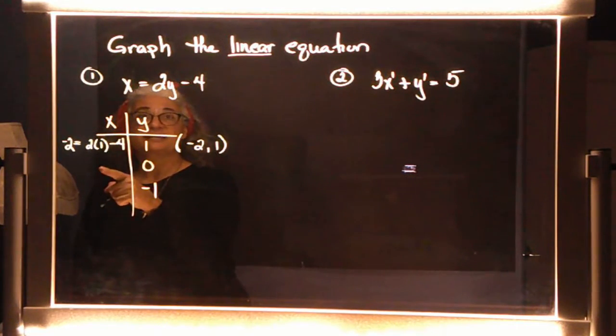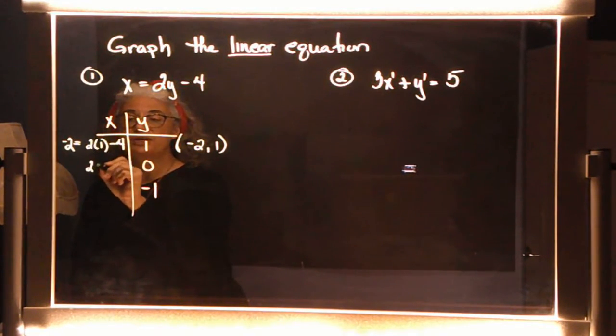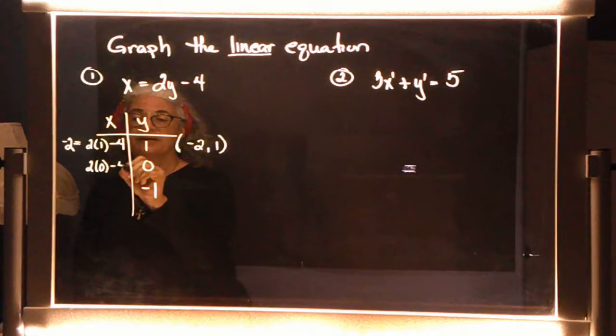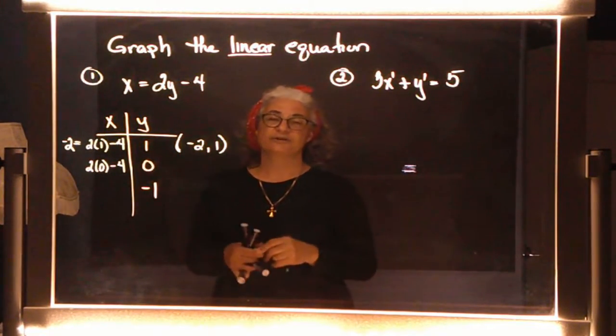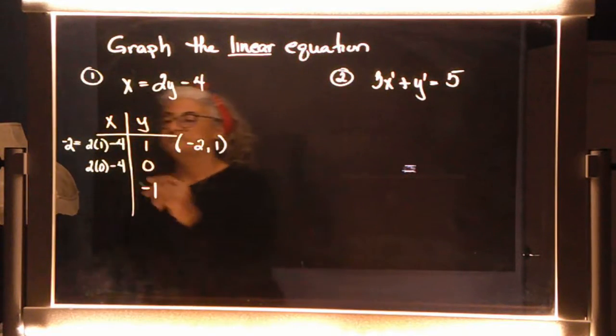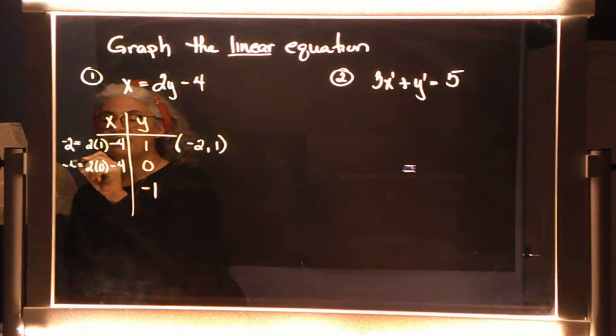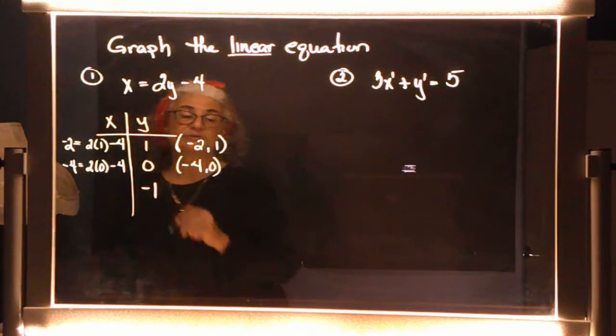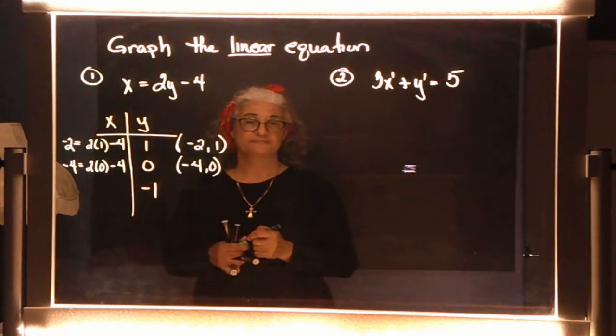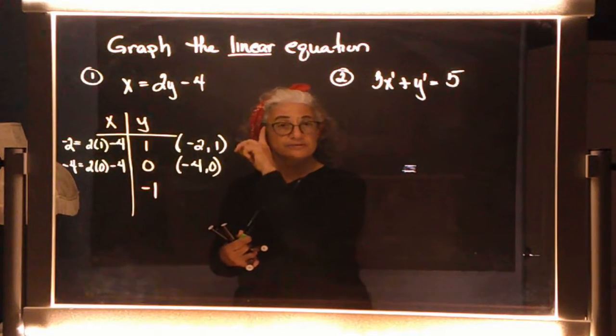To find its x value, I have to do 2 times the y value and minus 4. So it's 2 times 0, minus 4, negative 4. And my x is negative 4 and my y is 0. Cool? Okay, one more number.